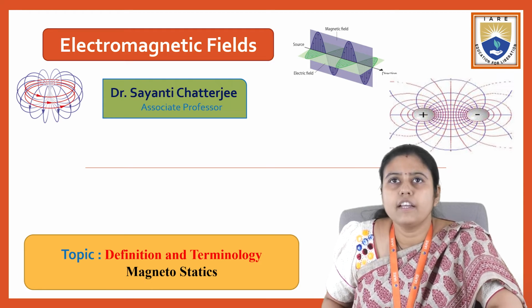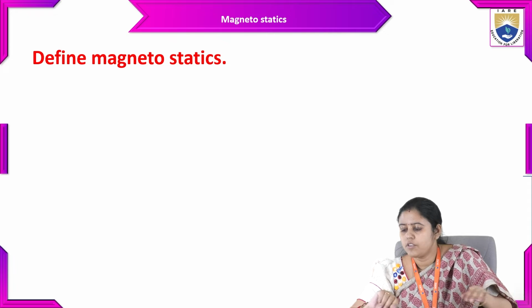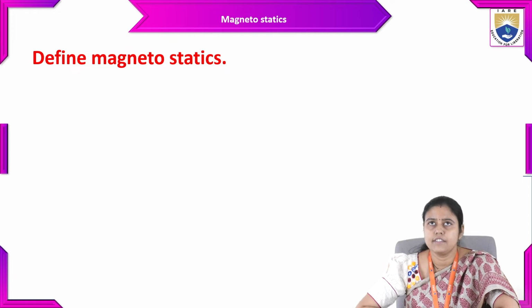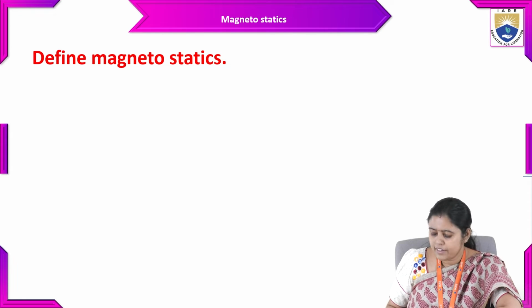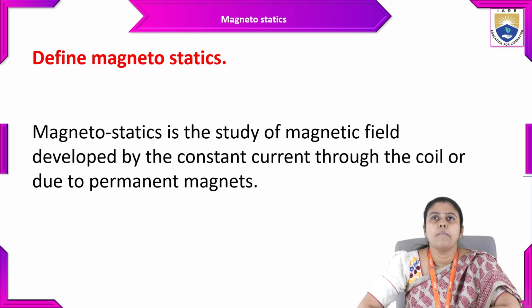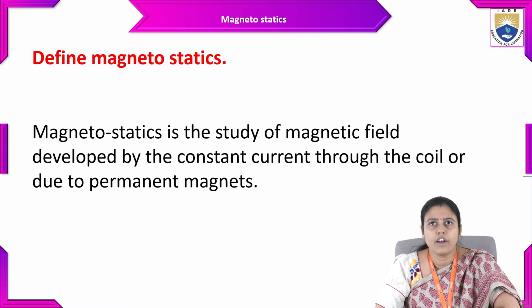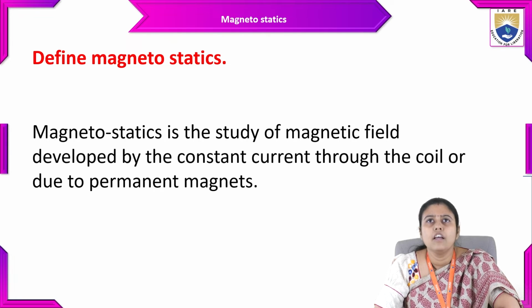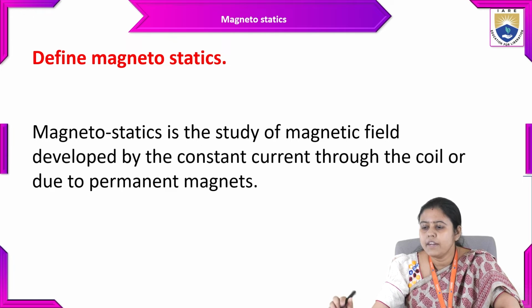Before starting today's topic, first we will discuss magnetostatics. What do you mean by magnetostatics? Magnetostatics, unlike electrostatics, depends on the magnet. If we go for the definition, magnetostatics is nothing but the study of the magnetic field developed by constant current through a coil or due to a permanent magnet. So magnetostatics always deals with constant current. The current should be DC, and it is also due to the permanent magnet.